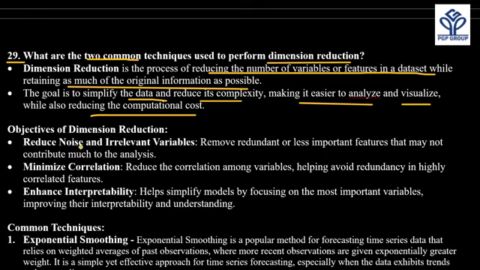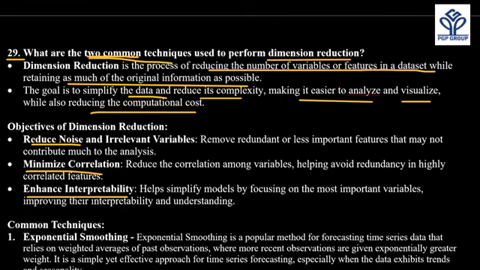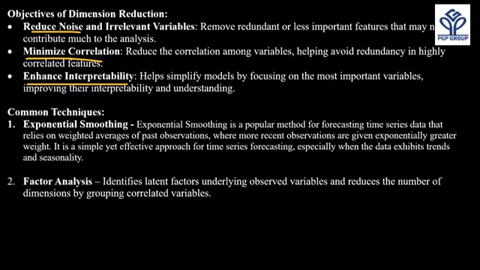So what is the objective of dimension reduction? Reducing the noise, minimizing the correlation, minimizing the number of variables, minimizing the processing time, minimizing the data. You can write it in your own words. Also enhancing the interpretability. These are all the objectives of dimension reduction. Now, the actual question: what are the two common techniques available for dimension reduction? That is the main question here.